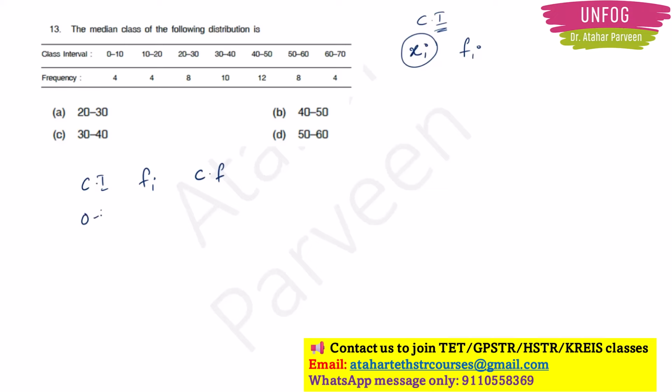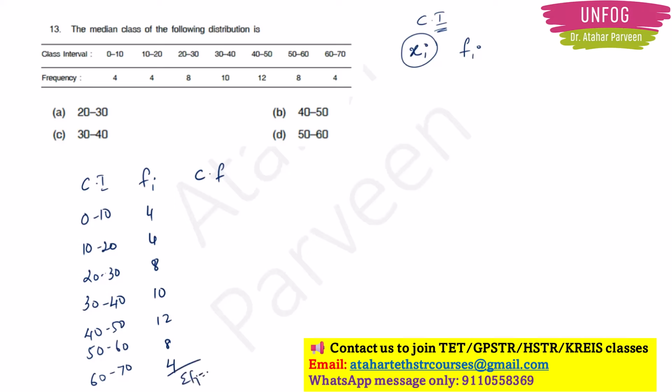Class intervals are 0 to 10, 10 to 20, 20 to 30, then 30 to 40, 40 to 50, 50 to 60, then 60 to 70. Then fi they have given 4, 4, 8, 10, 12, 8 and 4. Now what will be summation fi? Summation fi will be 50.